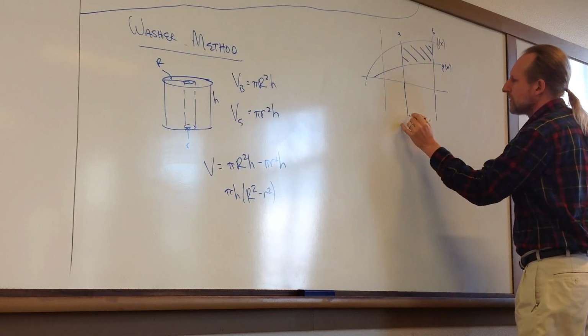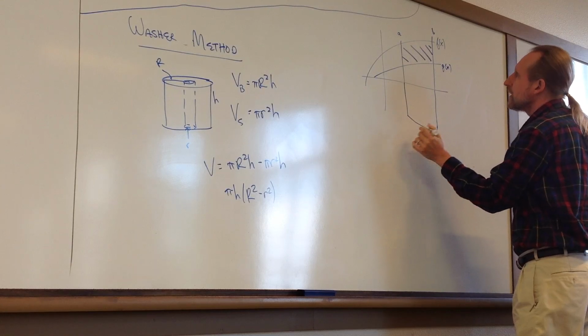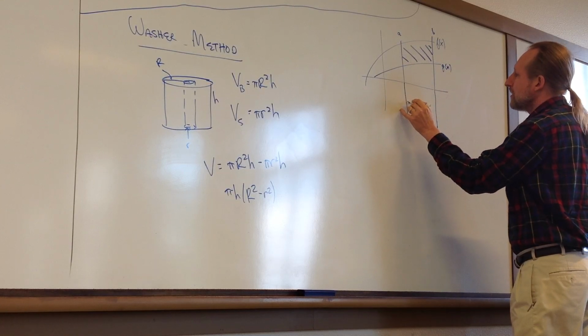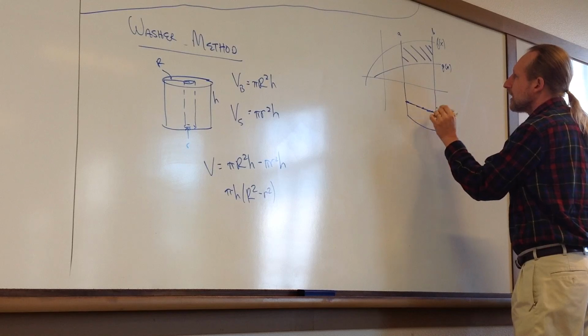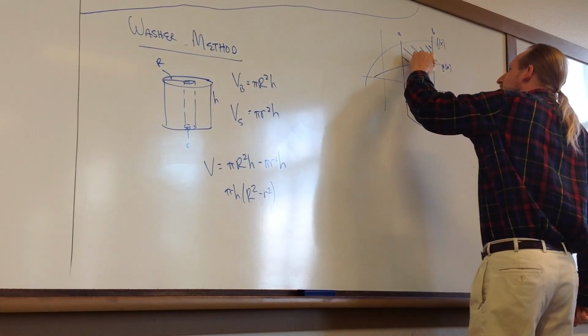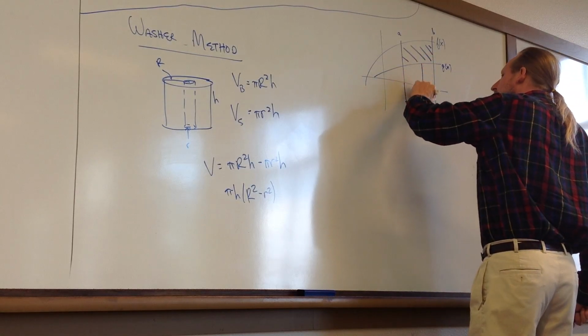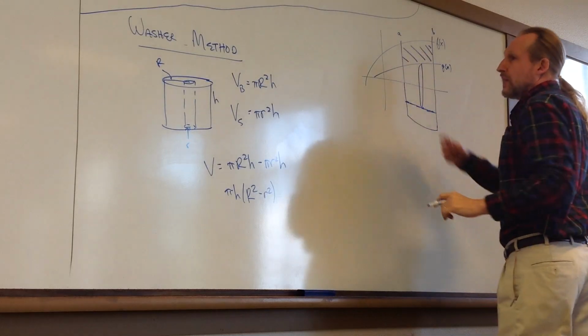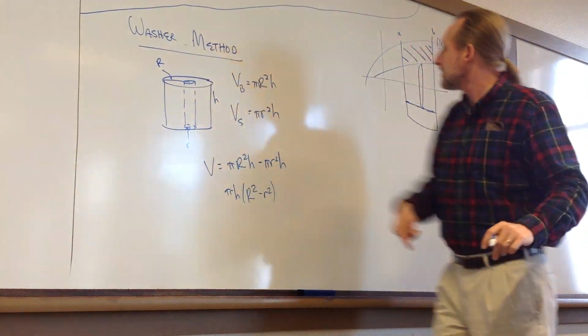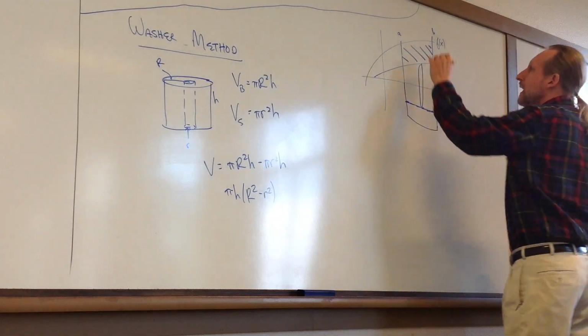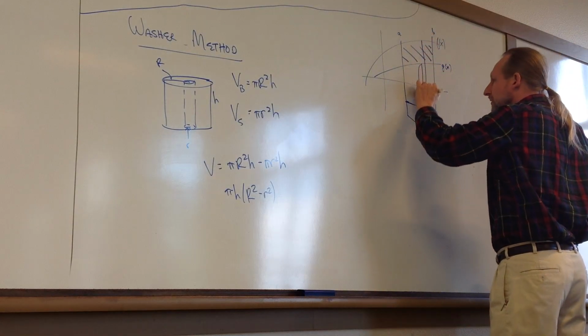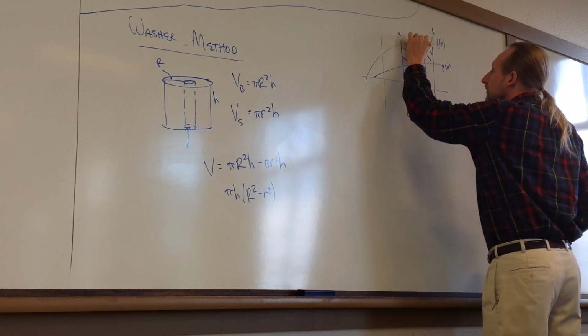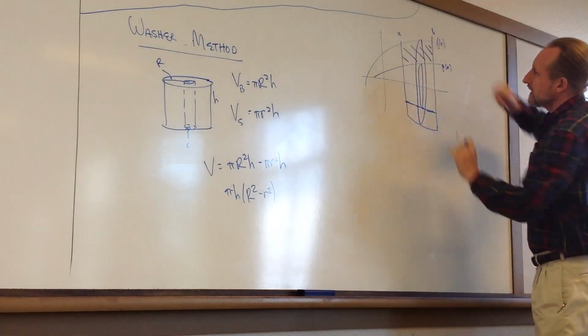So this outer section will be right here, and then we'll have another line right here. And so this is where this washer comes from. You've got this interior section that's empty, and then you've got an exterior piece, that's where our volume is out here.